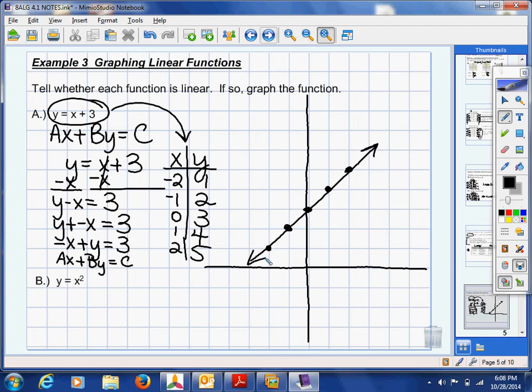All right, let's look at letter B. Y equals x squared. I'm going to write it real big so we can see it. And we have a big problem. Do you remember on the last page when I told you that x and y have exponents that are an understood 1? If they do, then it's linear. If they don't, like in this case, x has a square on it, guess what? This is not linear, and we're not going to graph it.